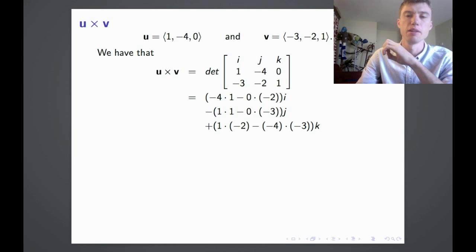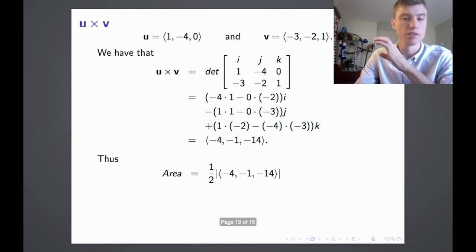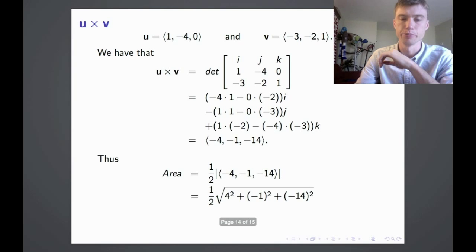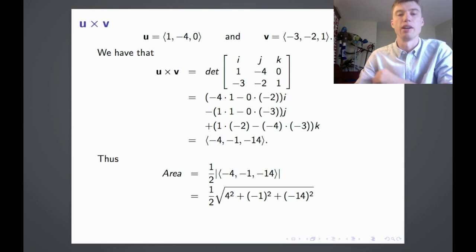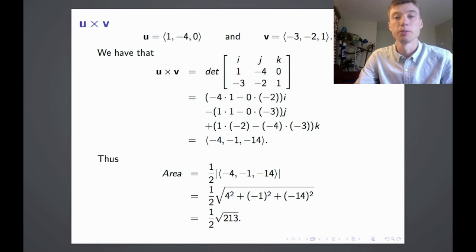So we clean up this algebra a little bit, and we come up with the vector (-4, -1, -14). And so we can take the magnitude of this vector and divide it by 2 to find the area of the triangle. So this is equal to 1/2 the square root of 4 squared plus 1 squared plus 14 squared, which is 1/2 the square root of 213. And we will leave it in this form.